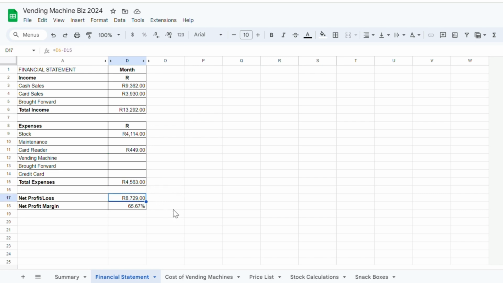So that's a total amount. And then that's the sum of all expenses. And at the end, we have the total income minus the total expenses to give us a net profit or net loss, which is a percentage of 65%. And that's basically how I do the whole financial statement for all my vending machines.